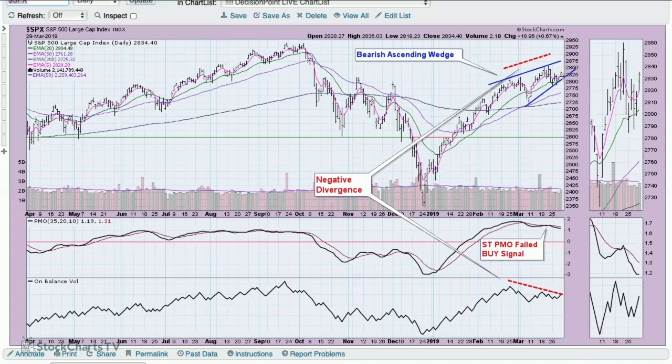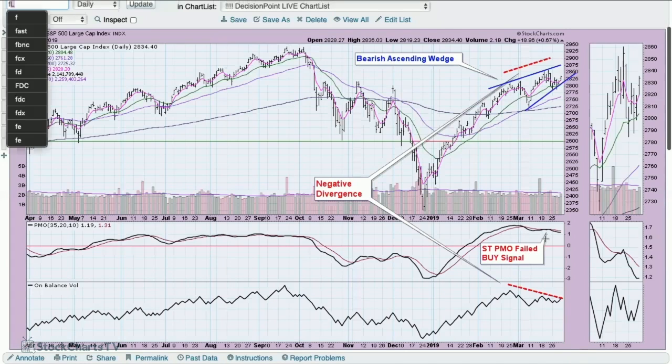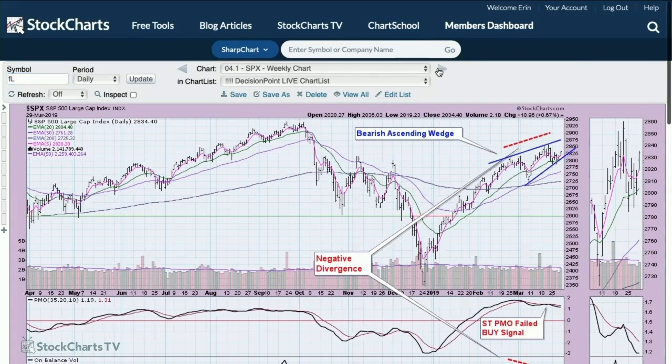But it'll be interesting, honestly, to see if we can get back up and test the top of the wedge, or if we're going to slide and not quite get there and then come back down. I think that would be almost a sure sign that we'll see the breakdown if we don't get back up and test the top of the wedge. But we'll have to see what happens with that one.